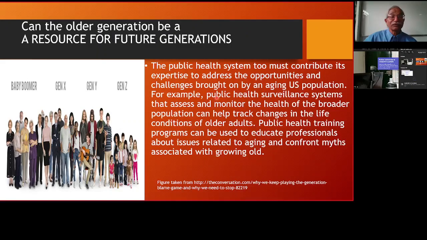So research for future generations: public health systems must contribute expertise and address the opportunities and challenges brought on by the aging US population. So public health surveillance systems that assess and monitor the health of the broader population can track the changes.